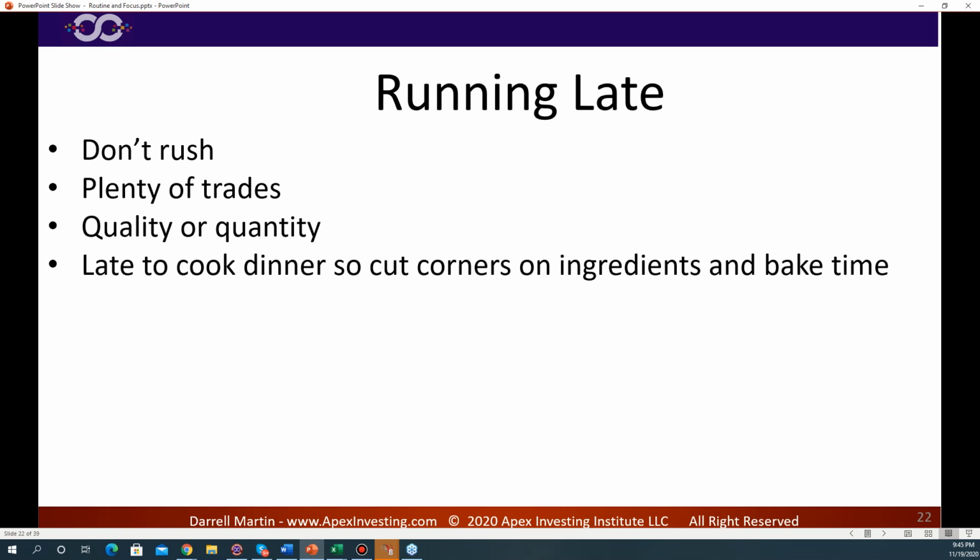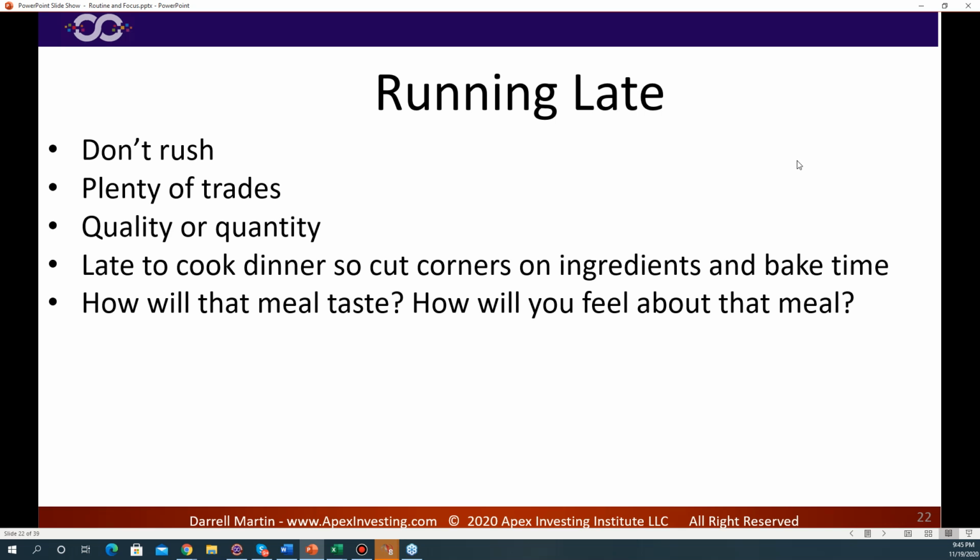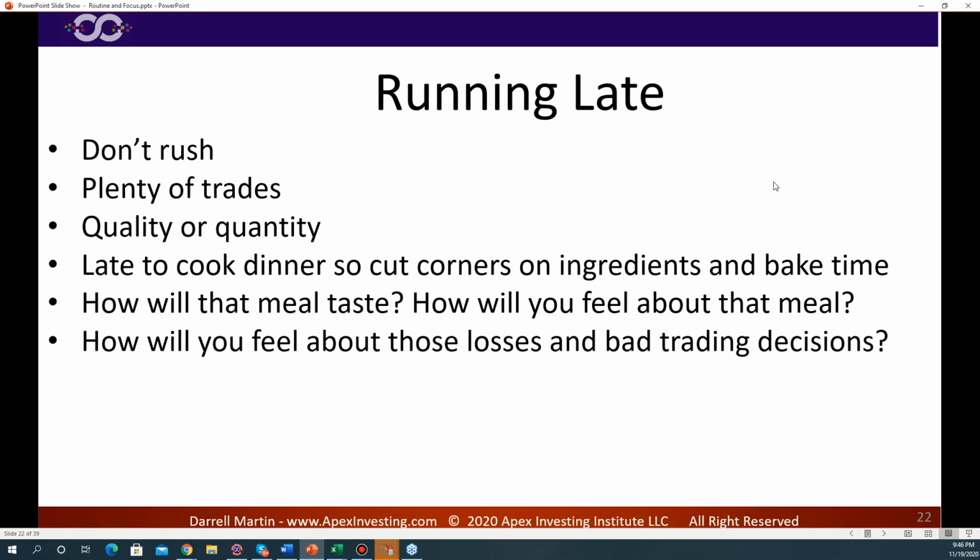So I'm just going to cut out half the ingredients that were supposed to go into whatever it is I'm cooking or baking. I'm just going to cut out half the ingredients, or I'm going to only cook it for half the time. How's that meal going to taste? How are you going to feel about that meal? Does that make sense? It's like, oh, well, I still have to do it by this time, so I'm just going to do it halfway. That meal's not going to taste very good, is it? Well, how do you think those losses are going to feel? How do you think those bad trading decisions are going to taste to your account balance?